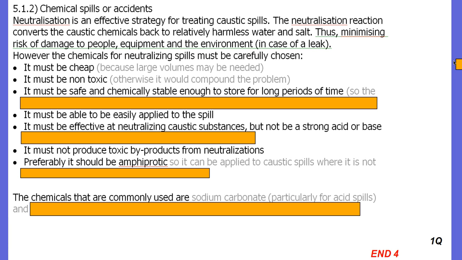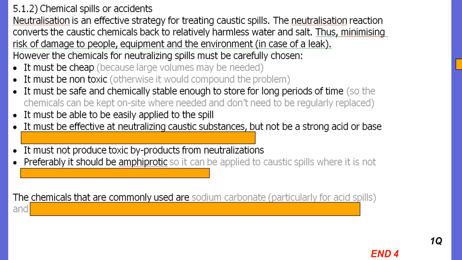It must be safe and chemically stable enough to store for long periods of time. And that's so the chemicals can be kept on site, for example, in a lab or in a factory, and they can be kept there for a long time, put away on the side until needed. And you know that when you need them, they're going to be there and they're going to be stable, they're going to be safe. You've got to be able to easily apply it to the spill. That's pretty self-explanatory. It must be effective at neutralizing caustic substances but not be a strong acid or base. You don't want to neutralize things with strong acids or strong bases because if you add an excess when you're trying to neutralize, you just compound the problem. You change it from an acid spill to a base spill instead.